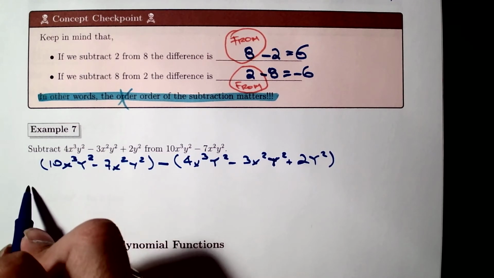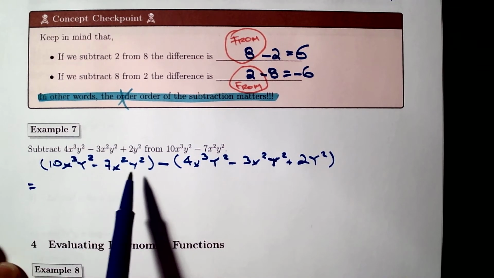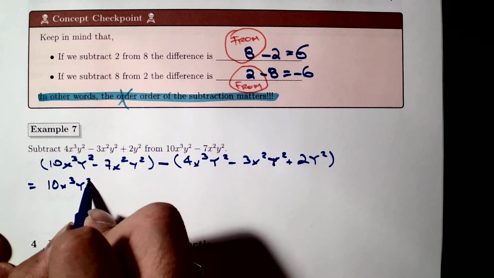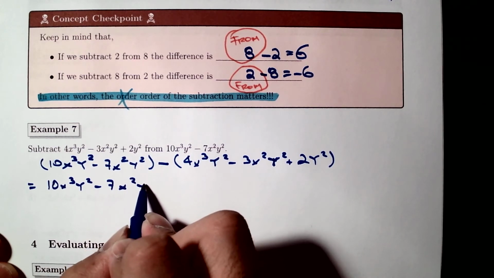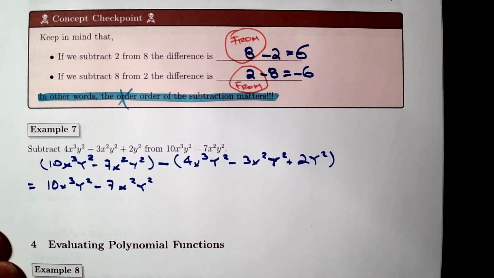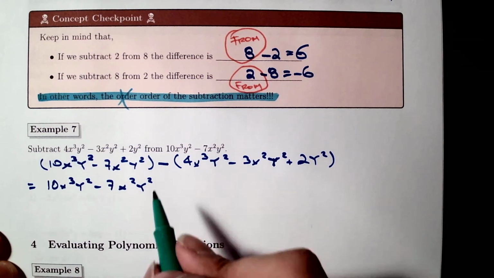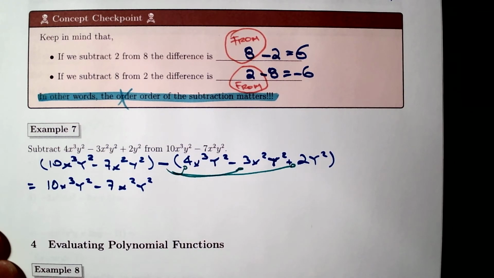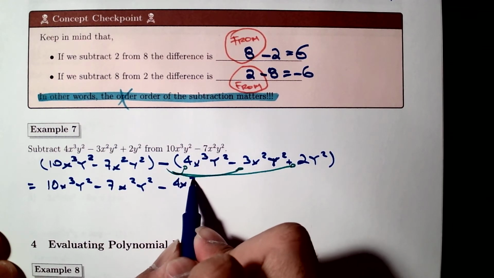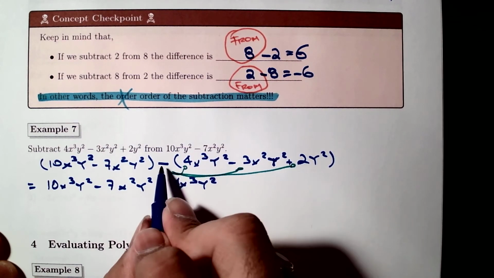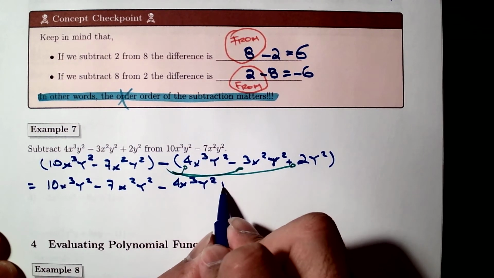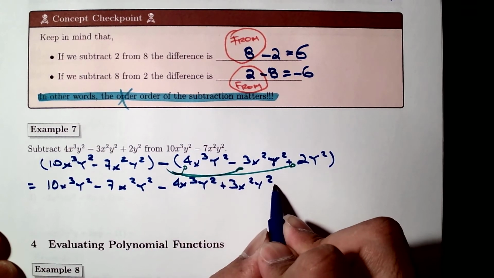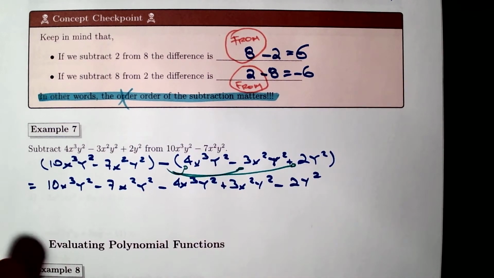Alright, so what are we going to do here? Again, the first group of terms will have only 10x cubed y squared minus 7x squared y squared. And this negative sign, what we're going to do is change the sign of everything. So minus 4x cubed y squared, negative, negative, so this negative becomes a positive 3x squared y squared, and this positive becomes a negative 2y squared.